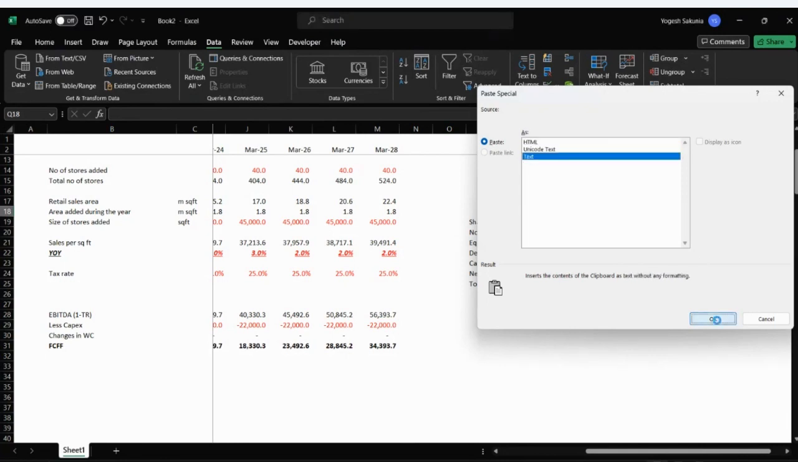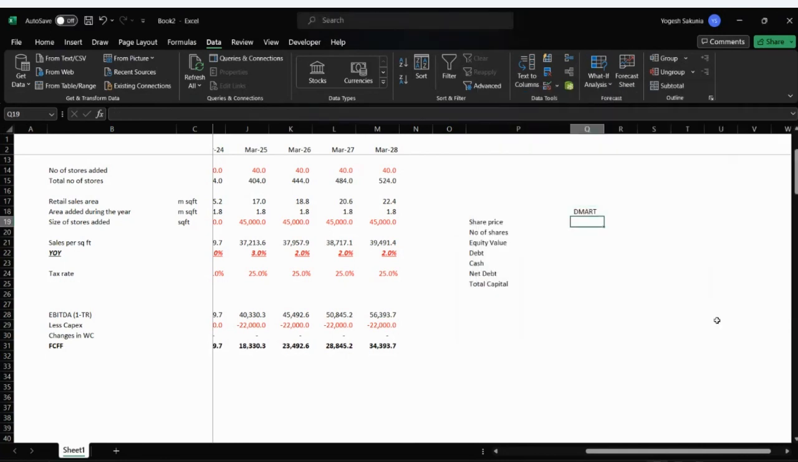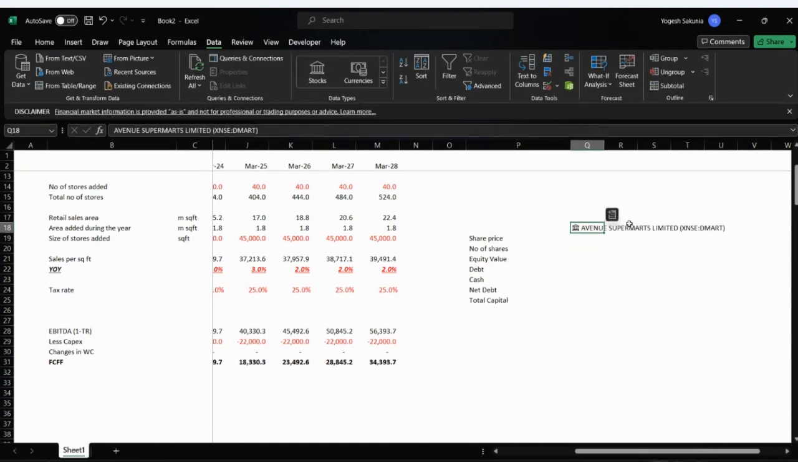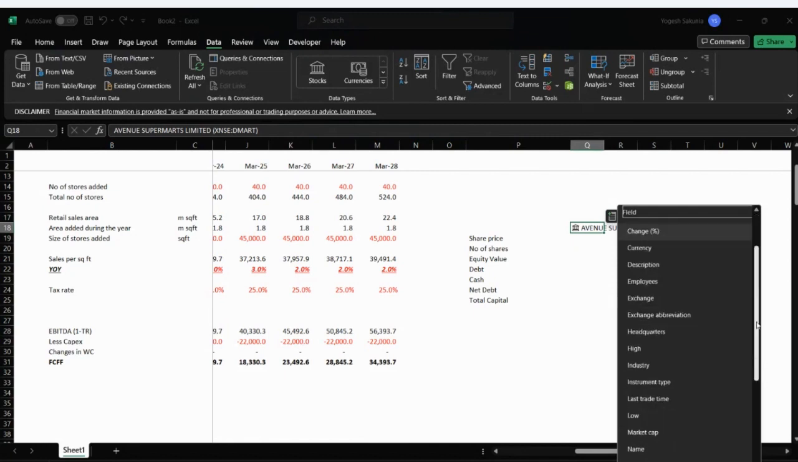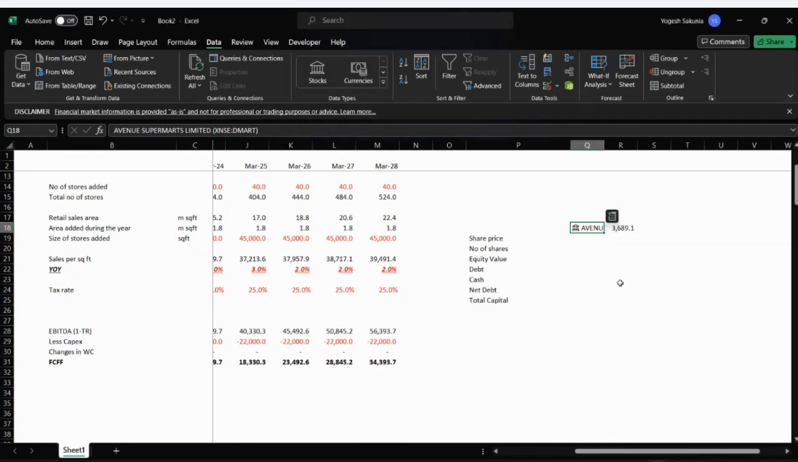Why am I doing this? Okay, and then you can just click on this one, stock. Yeah, so it will identify, and then it also has this. So you can just quickly get this data from here. We could have taken the market cap directly, but we'll take the price.